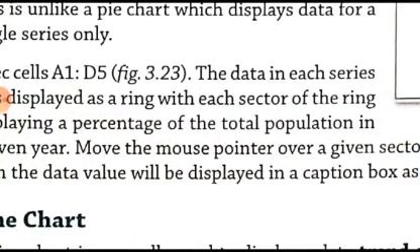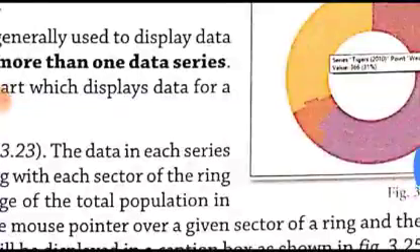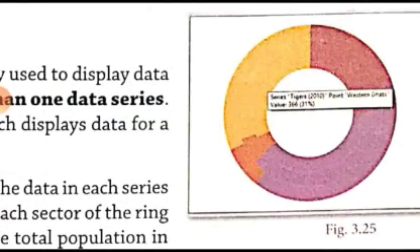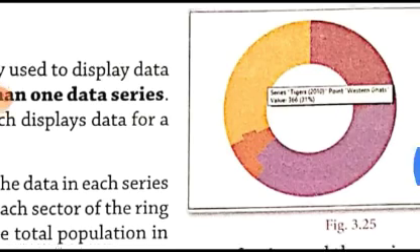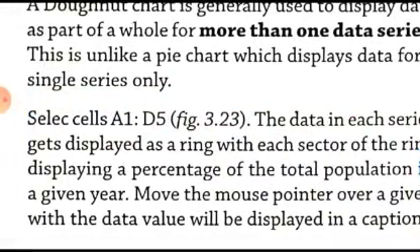So every ring is displaying a particular year here. All these 3 rings shown here are displaying the 3 years respectively. The first ring will be displaying 2010, the second ring will be displaying 2011, and the third ring will be displaying 2012. In this way, you can see these 3 rings are displaying the 3 years, and all of these 3 rings are divided into sectors or portions. Each sector or portion of the ring is displaying a percentage of the total population in a given year for the region.